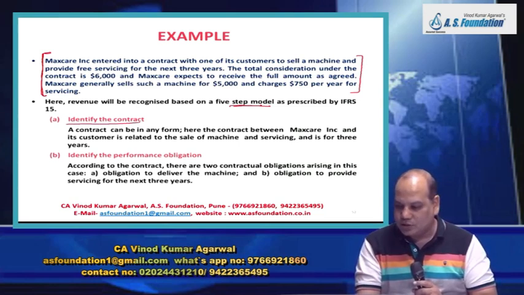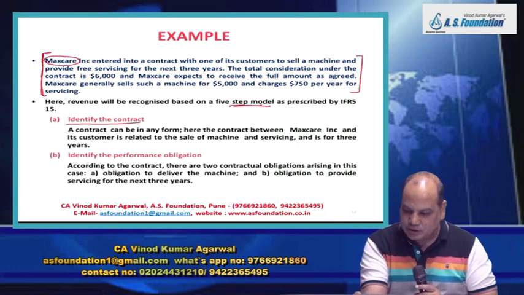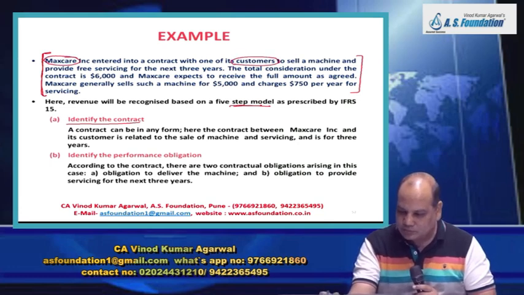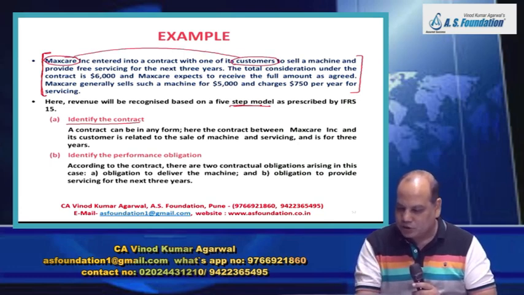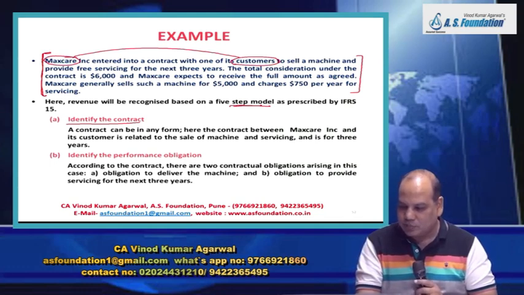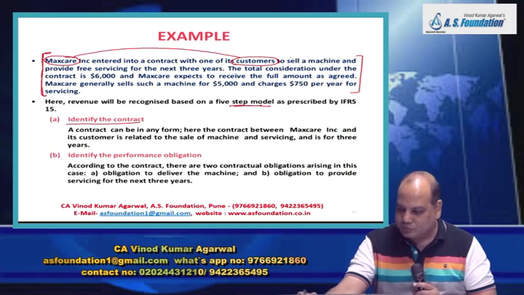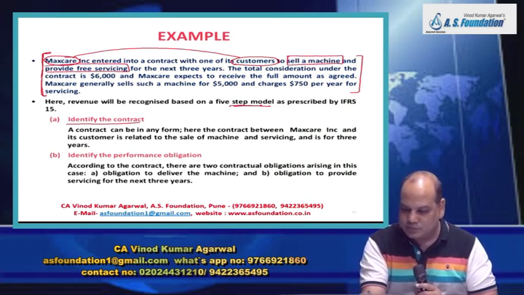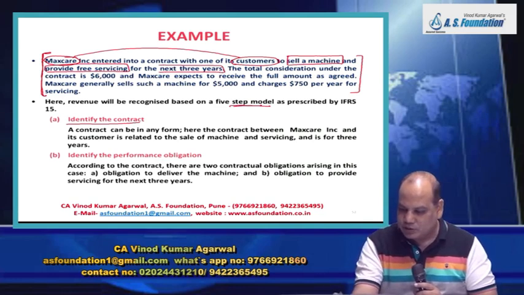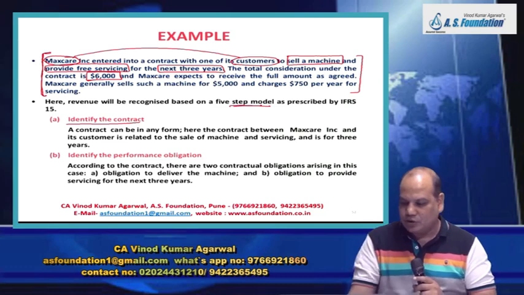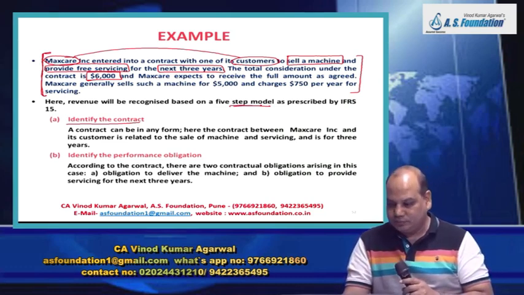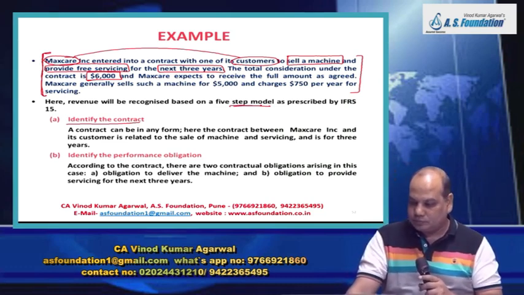Who are the 2 parties involved here? MaxCare and customer. So there is a contract here between MaxCare and the customer, where MaxCare will sell a machine and provide free service for the next 3 years, and the customer in return will pay $6,000. That is the contract. Okay.